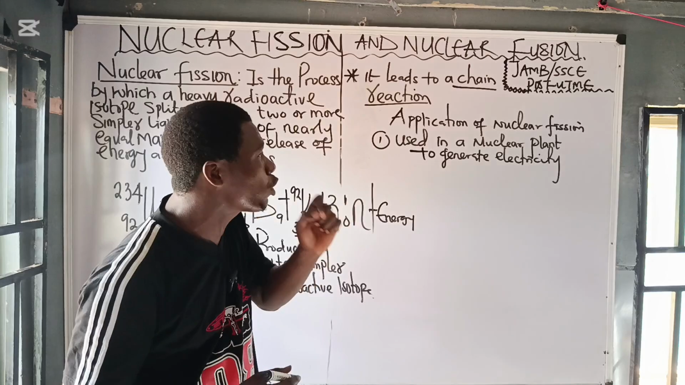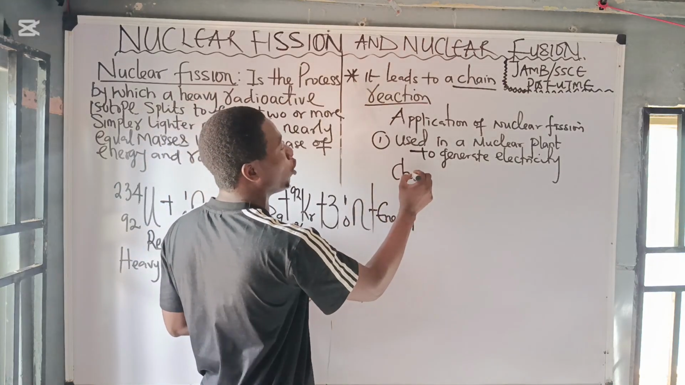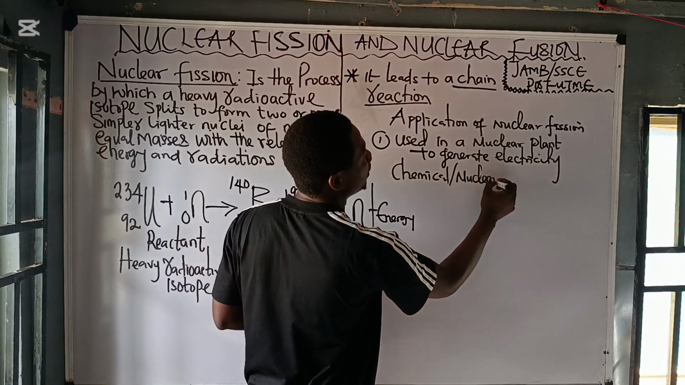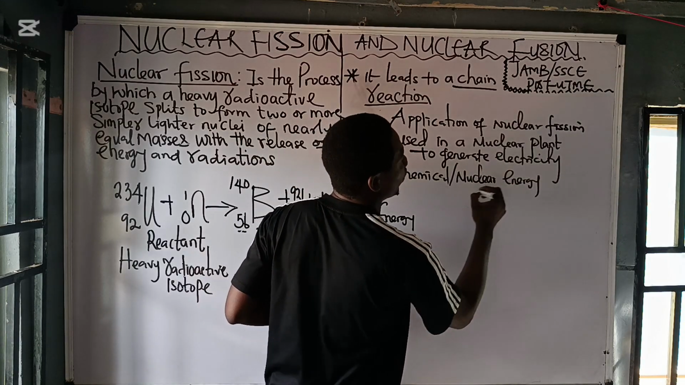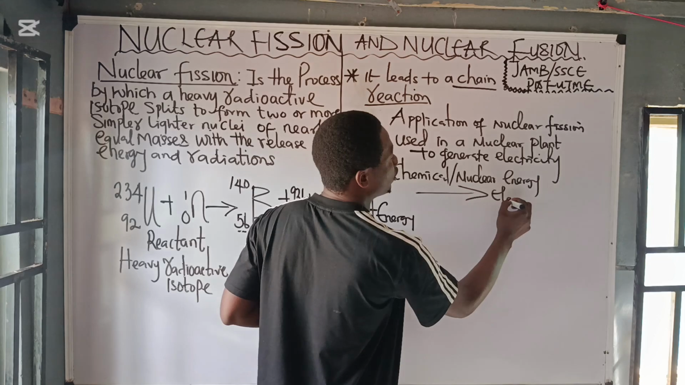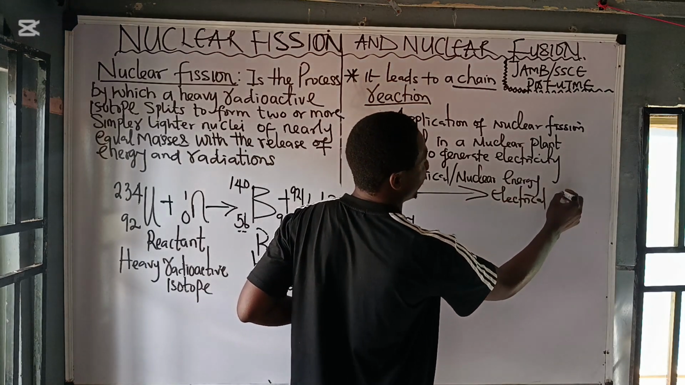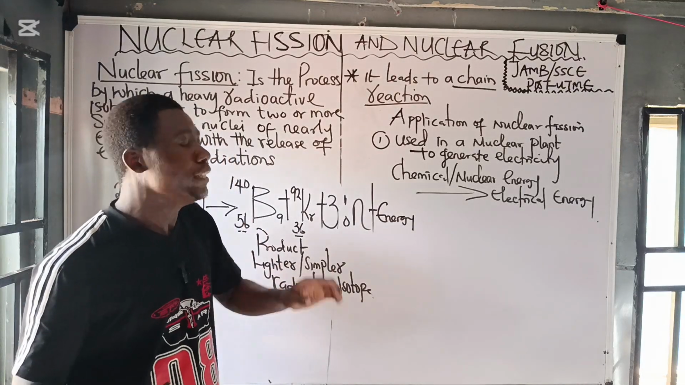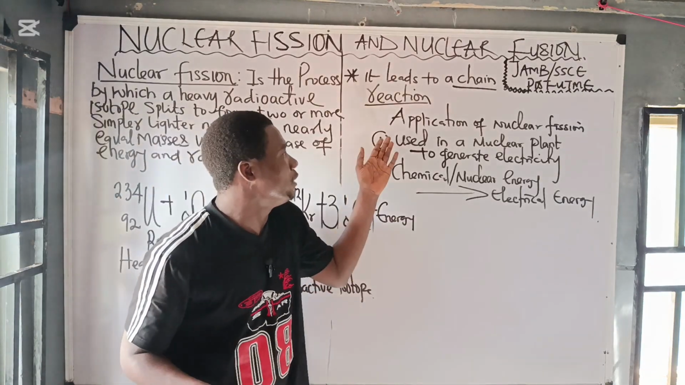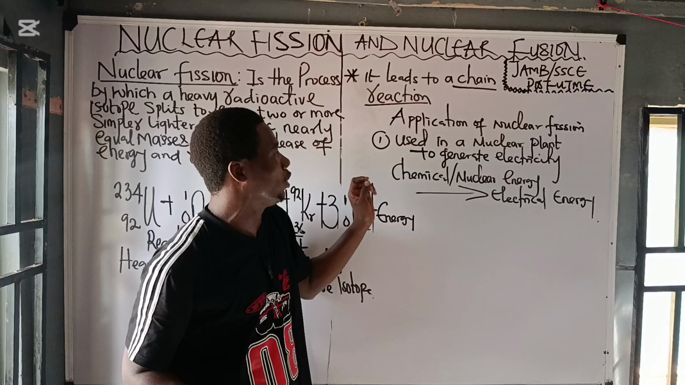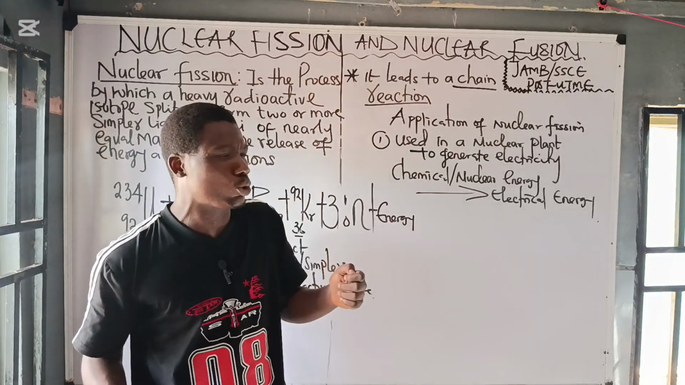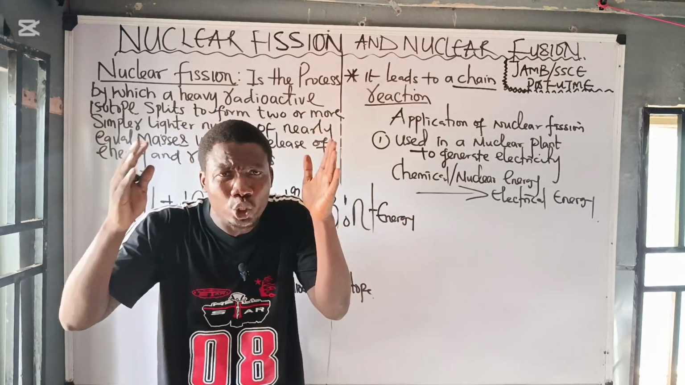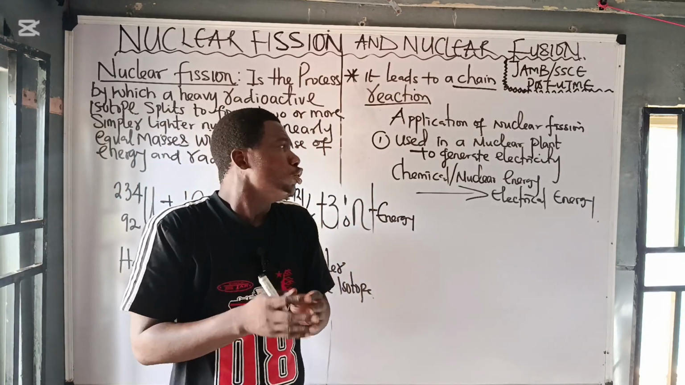How? By simply converting chemical or nuclear energy, which is the energy in radioactive substances, to what? Electrical energy. This must be noted. So, ladies and gentlemen, dear Jambites, one of the applications is what? It is used in a nuclear plant to do what? To generate electricity.